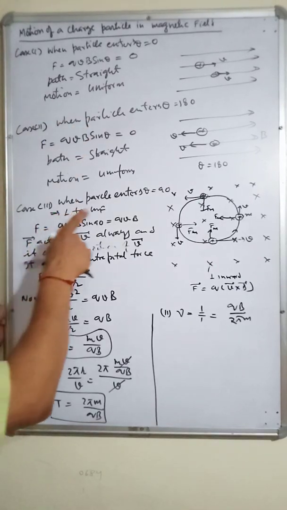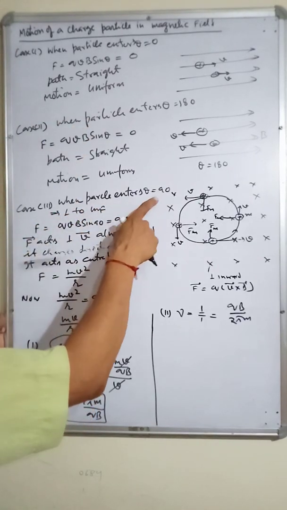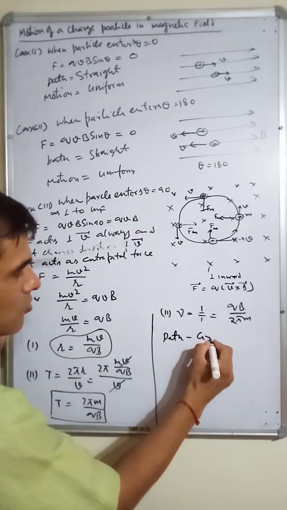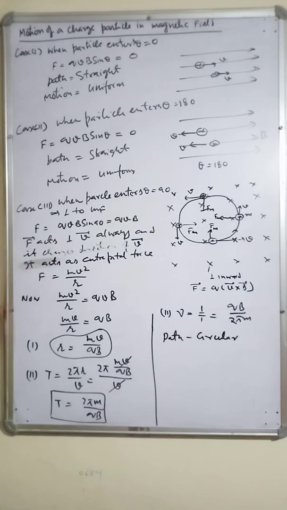So here, when the charged particle enters at an angle of 90 degrees, what happens? Its path will be circular. It moves in a circular path. So we have discussed theta is equal to 0, theta is equal to 180, theta is equal to 90. Now other than these angles, meaning acute angles, theta is equal to 10 degrees, 20 degrees, 30 degrees, that I will discuss in a separate video.